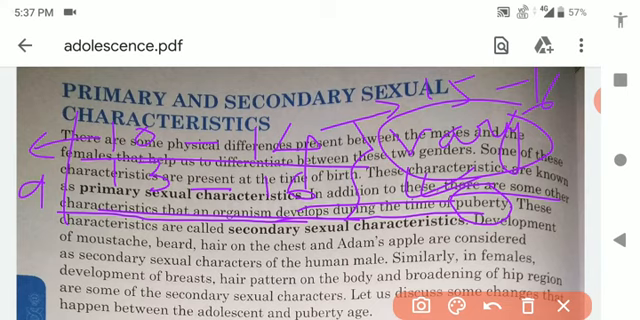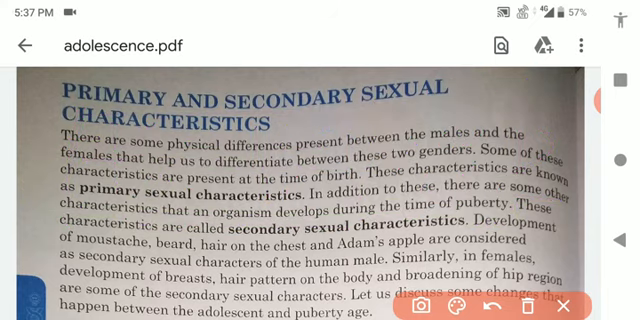So it is an overall average time period of puberty. In females, it is from 10 to 14. Sometimes it is written in the book that it starts from 12 to 15 in girls, and in boys it is 13 to 15. So it varies, so don't mind it.